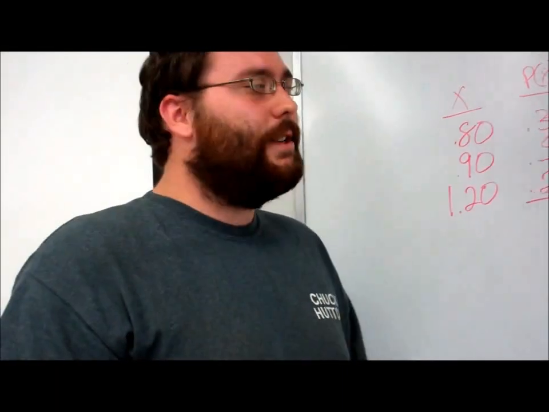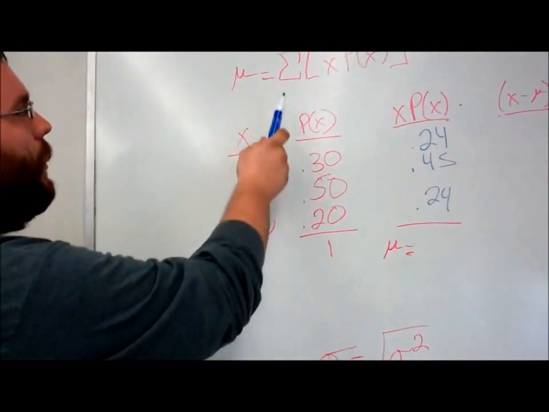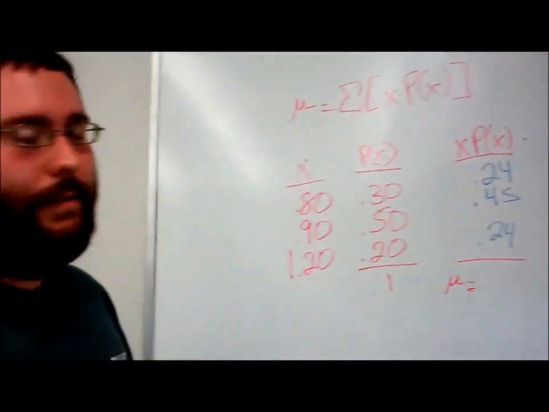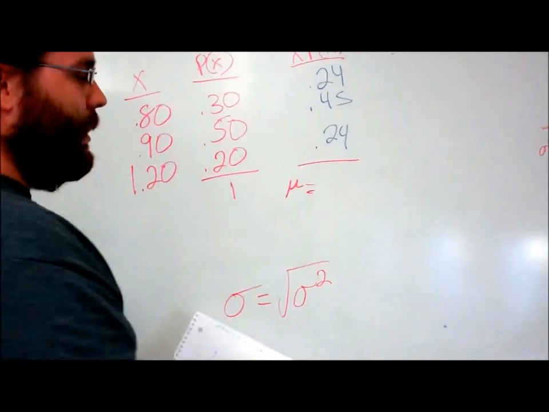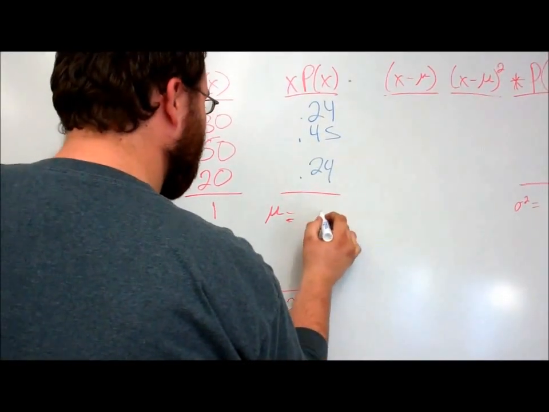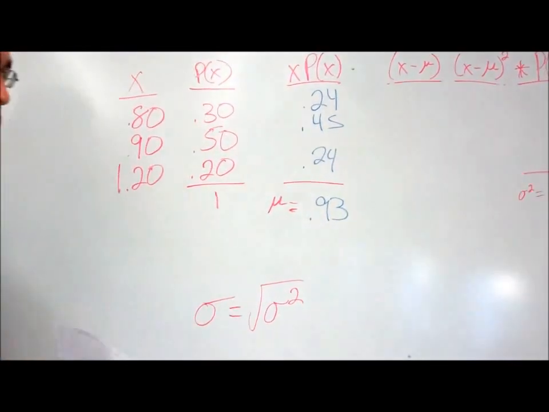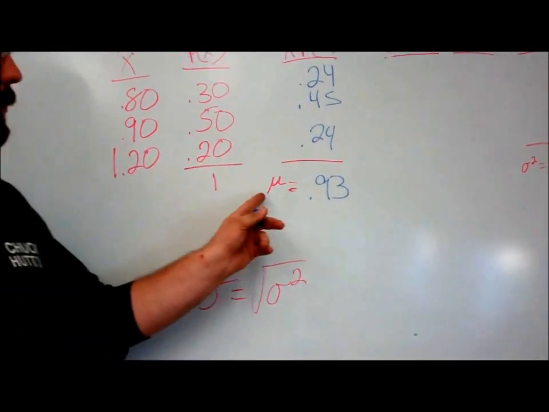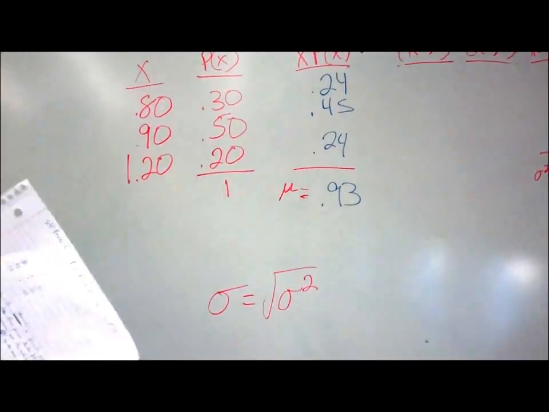Now, most people would think that they'd be finished at this point, but you have to remember the sigma, the sum of. So we have to add each of these together to get the mean. So we did that, and we got 0.93. So the mu is 0.93. The mean is 0.93.